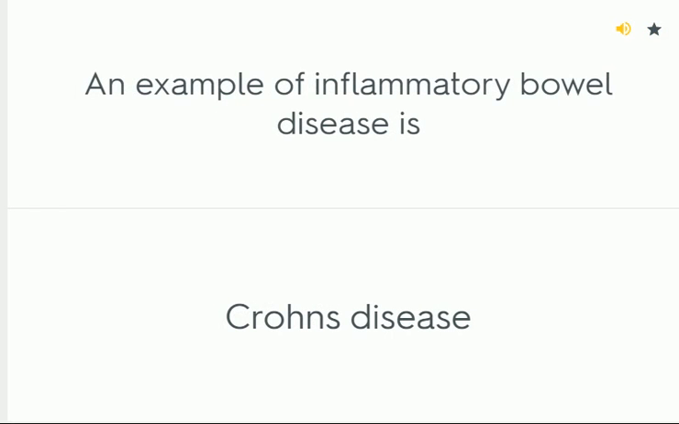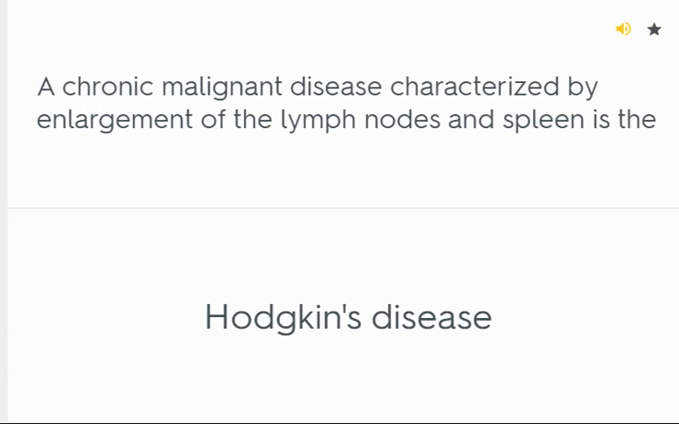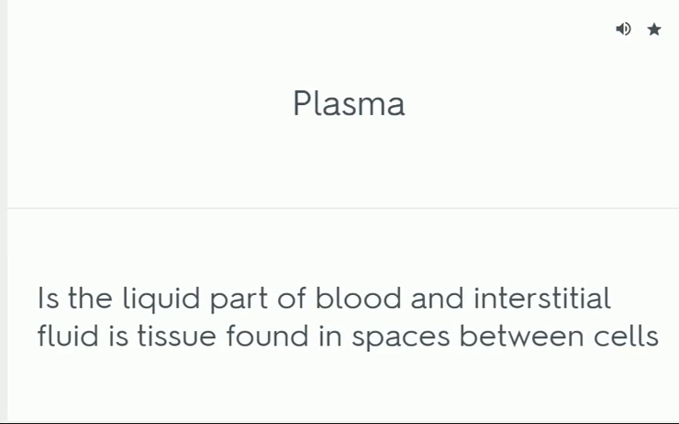An example of inflammatory bowel disease is Crohn's disease. A form of gum disease in the mouth is Vincent's disease. A chronic malignant disease characterized by enlargement of the lymph nodes and spleen is Hodgkin's disease. The fluid contained within the body cells is called intracellular fluid. Plasma is the liquid part of blood, and interstitial fluid is tissue found in spaces between cells.